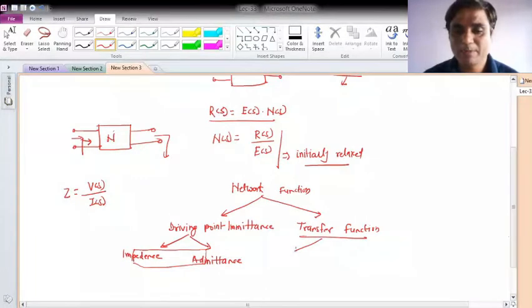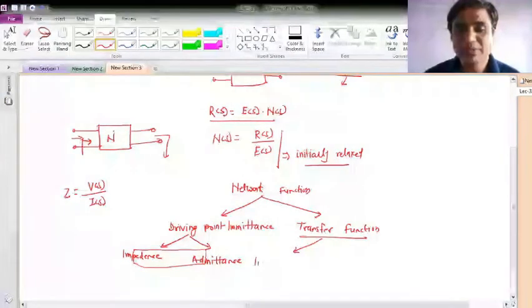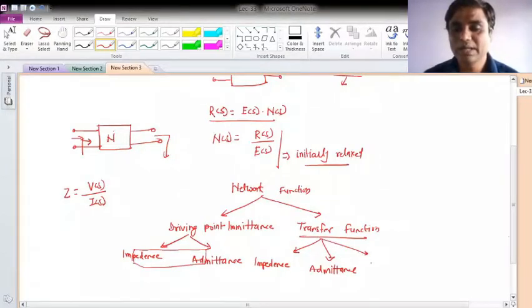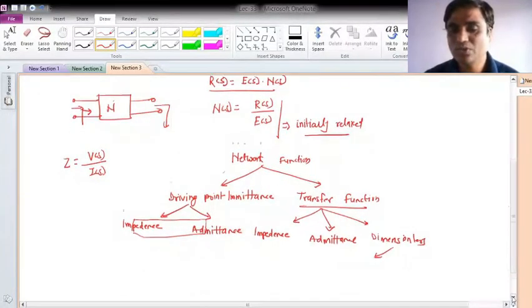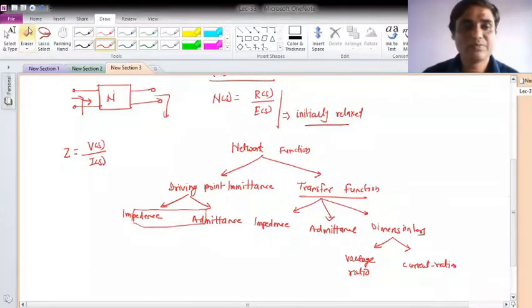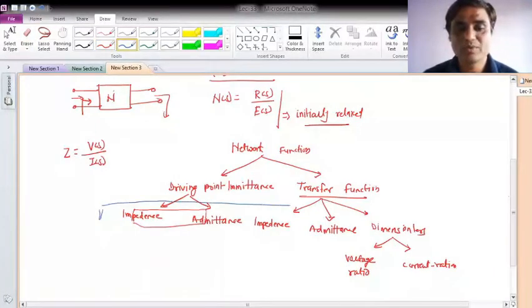Again, the transfer function can be your impedance transfer, or it can be your admittance transfer, or it can be dimensionless. In the dimensionless category comes the ratio of voltage and current, so that will be the voltage ratio and the current ratio. So these are the different types of network functions.